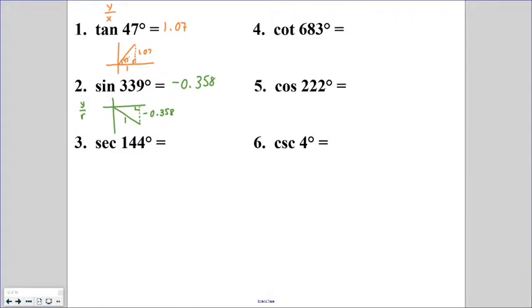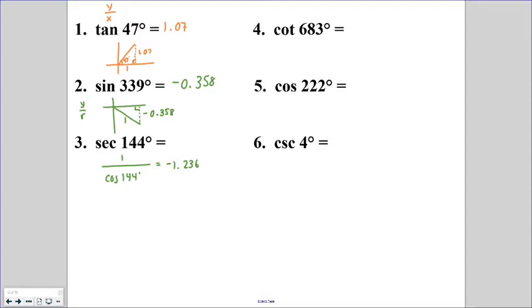All right, number 3 is where it gets a little bit more complicated. So remember that secant is the reciprocal of cosine. So when I type this into my calculator, I am going to type in 1 divided by the cosine of 144 degrees. So that's what's important, is just making sure that you guys are getting the right values, that you're typing things into your calculator correctly. And we get negative 1.236.